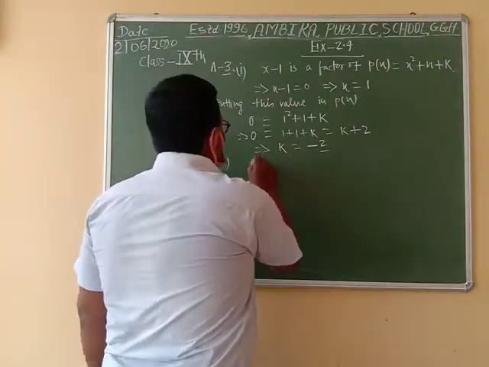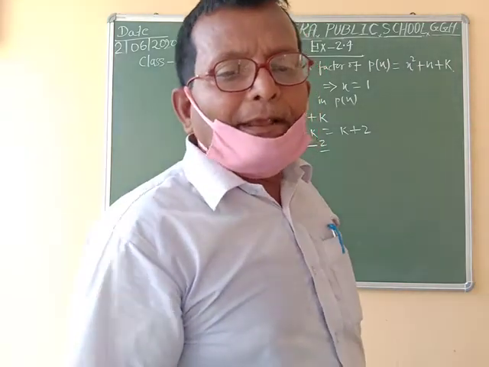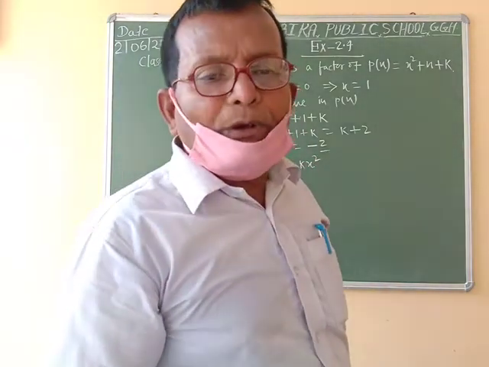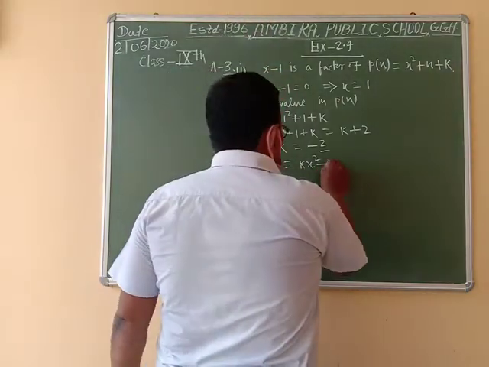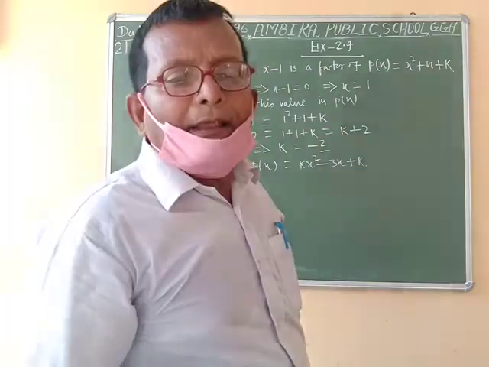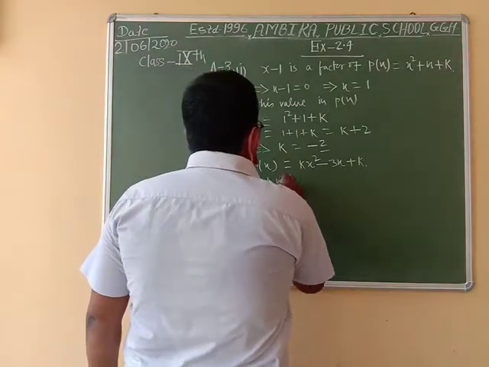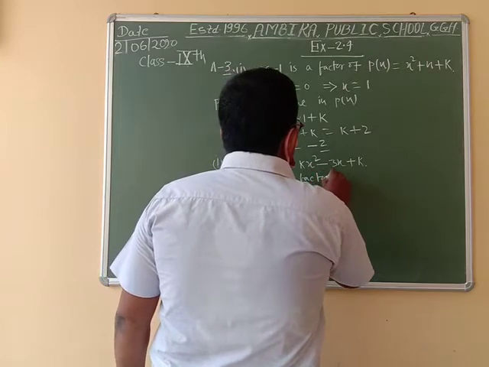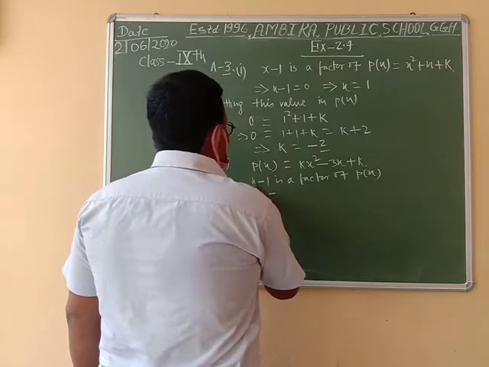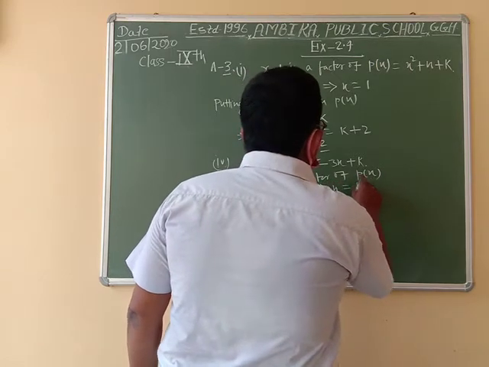p(x) equals kx square minus 3x plus k. x minus 1 is a factor of p(x). Therefore x minus 1 is equal to 0, so x is equal to 1.